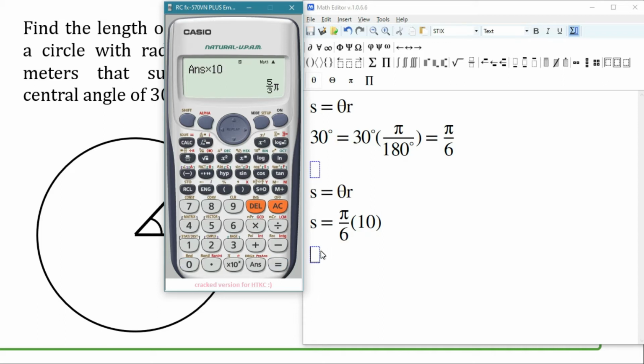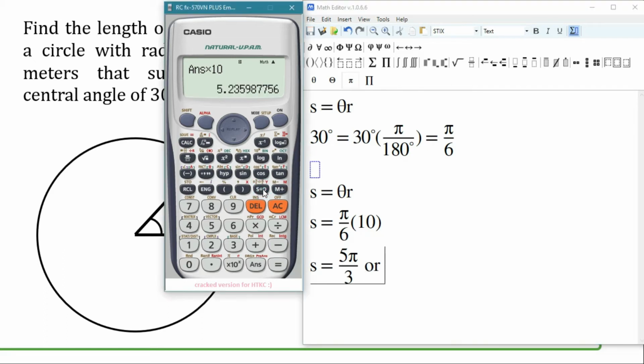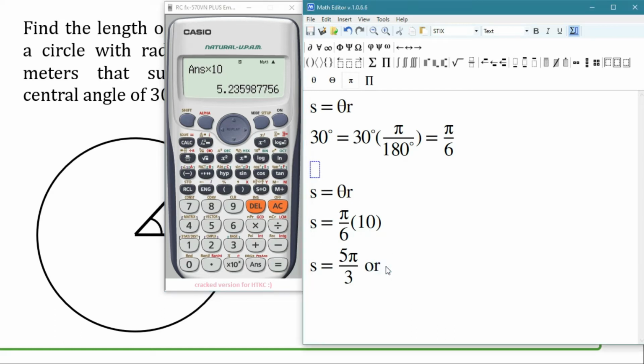Alright, so the value of S, or the arc length, would be 5 pi over 3. Approximately, the value of the arc length would be equivalent to 5.24 meters, rounded off to the nearest hundredths. Okay, so we have just solved for the measure of the arc length.